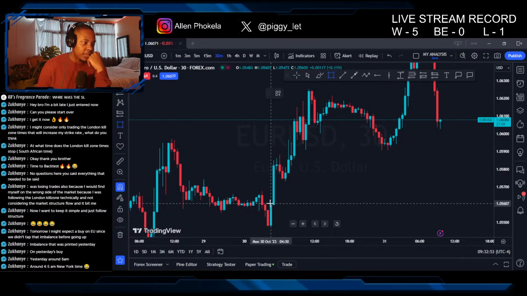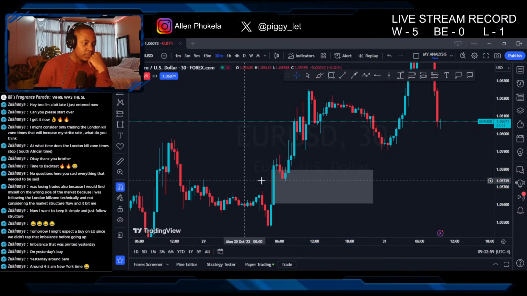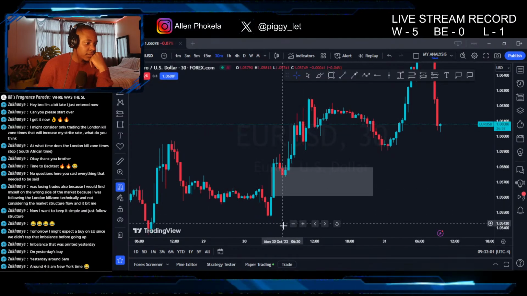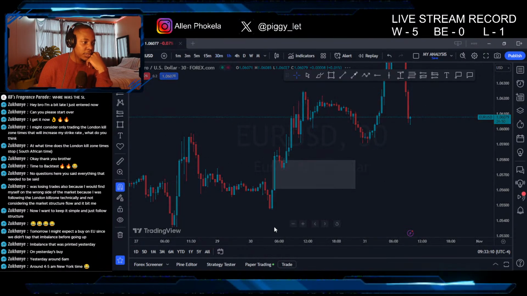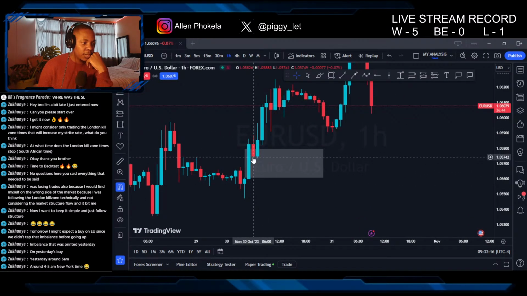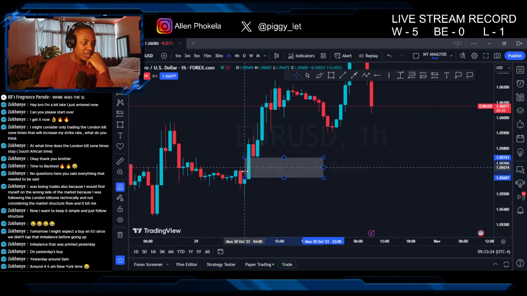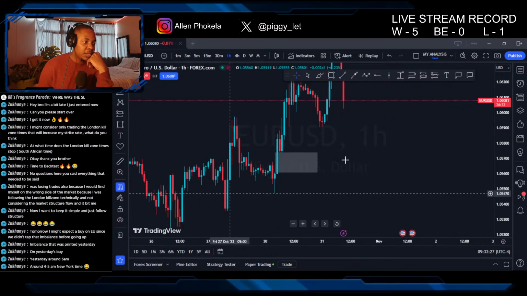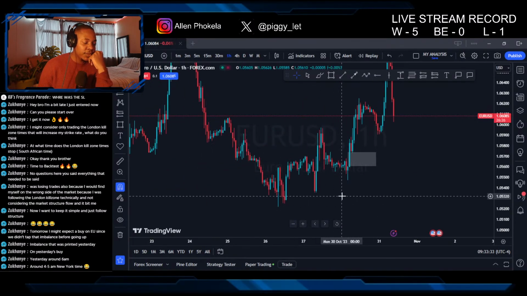I'm guessing you're talking about this. Is this what you're talking about? That fair value gap, which is what you said from 4. Let me go to the H1. I'm guessing you're talking about that one. Is this the one? You're expecting price to go here and then push higher. Is that what you're saying?